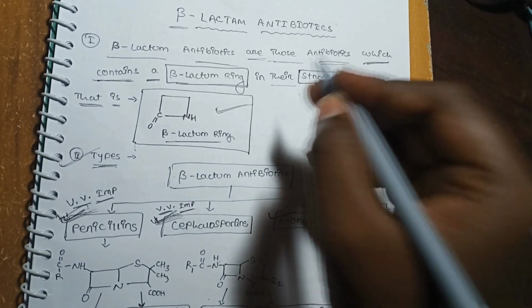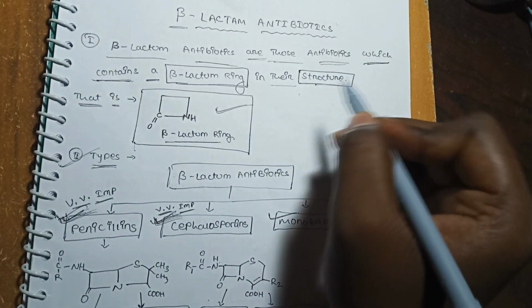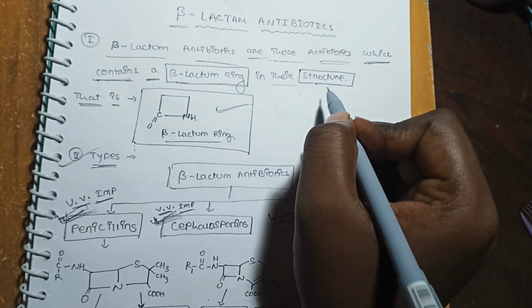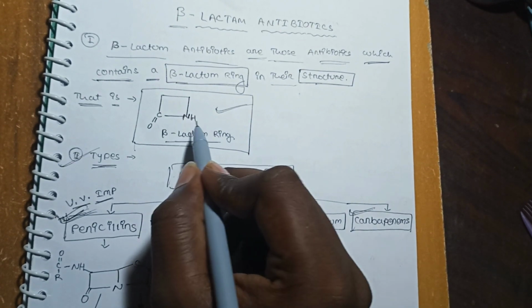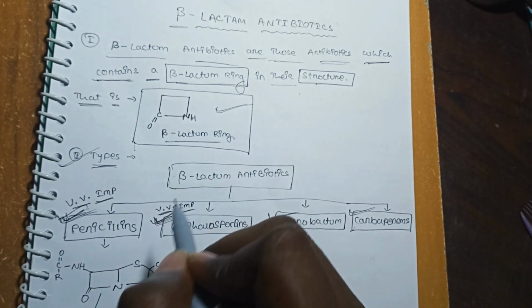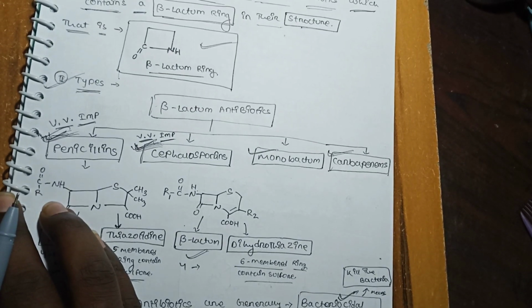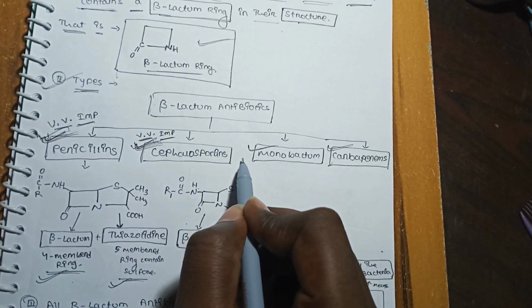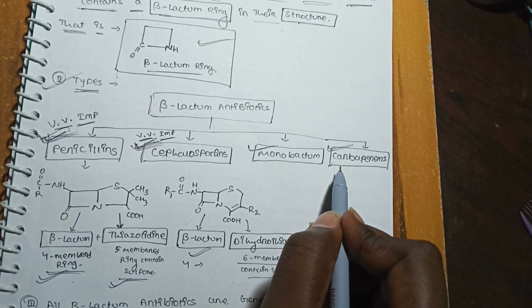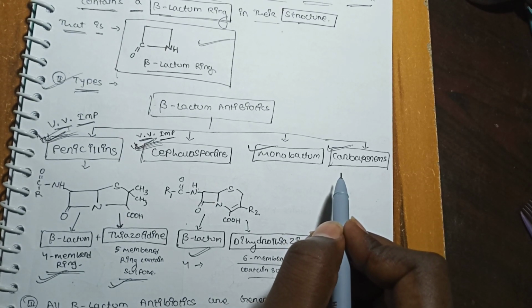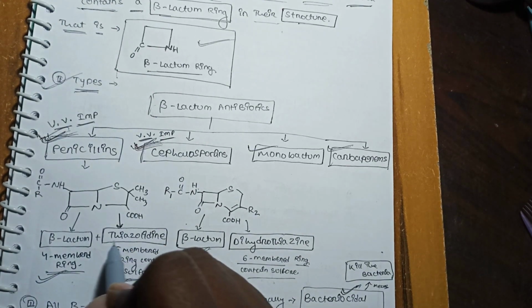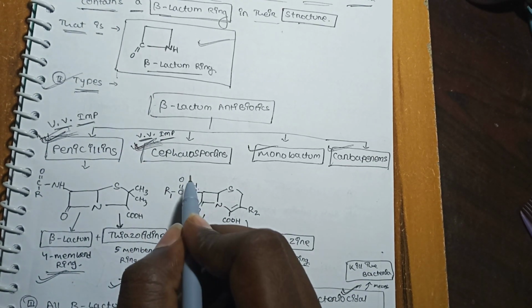Beta-lactam antibiotics are those antibiotics which contain a beta-lactam ring in their structure. This is the figure of the beta-lactam ring. For example, penicillin, cephalosporin, monobactam, and carbapenems. Penicillin has the beta-lactam ring with a thiazolidine ring.